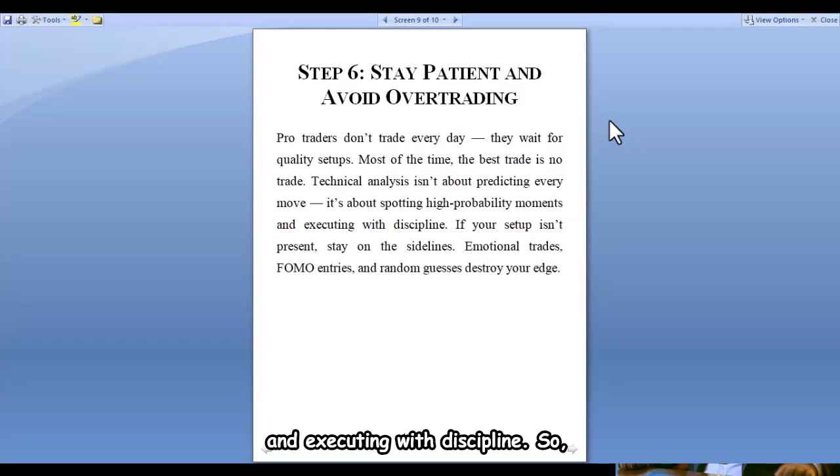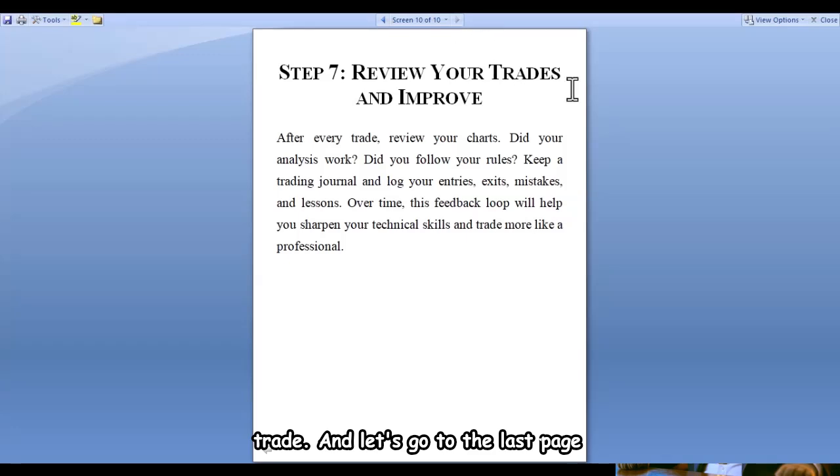Technical analysis isn't about predicting every move, it's about spotting high probability movements and executing with discipline. So if your setup isn't present, stay on the sideline. Emotional trades, FOMO entries, and random guesses destroy your edge, guys. So always stay patient when you want to enter a new trade. And let's go to the last page right here, which is review your trade and improve.